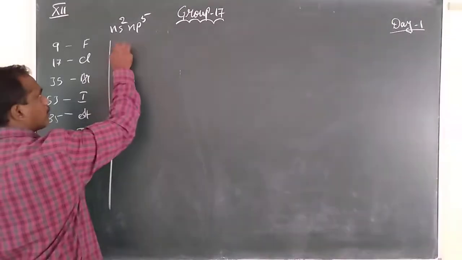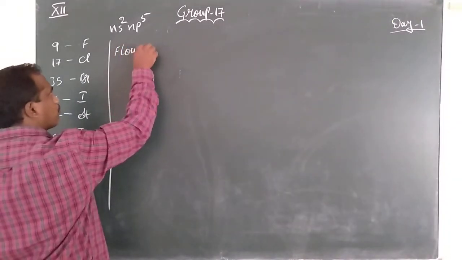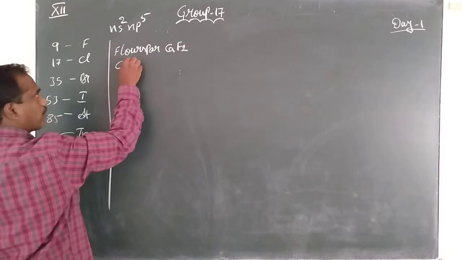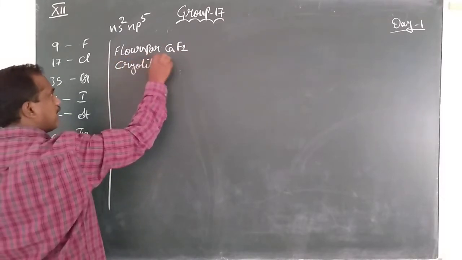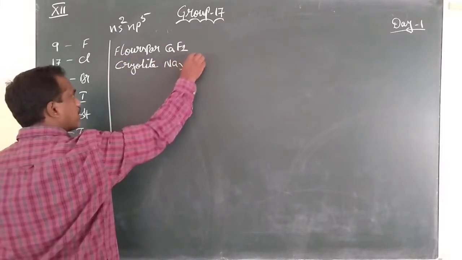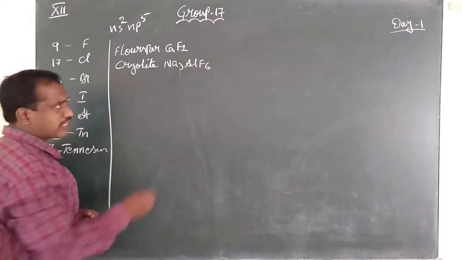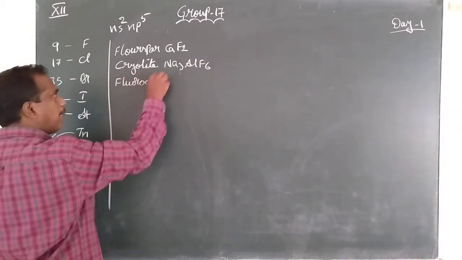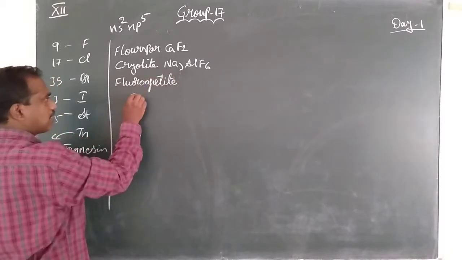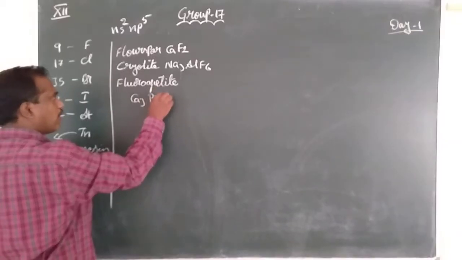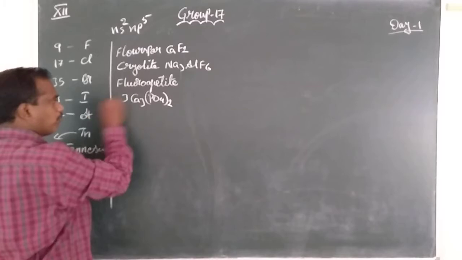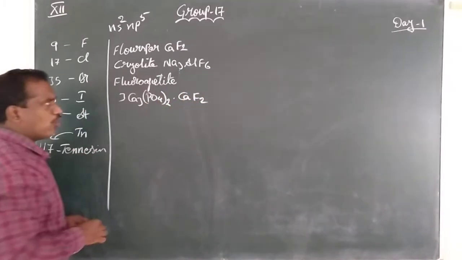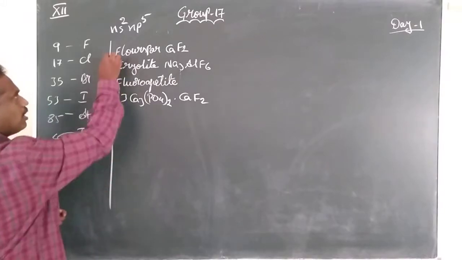You can see fluorspar, which is calcium fluoride; cryolite, Na3AlF6; and fluoroapatite. The apatite family we had already introduced in the last class. Ca3(PO4)2, here 3 moles we can take, calcium fluoroapatite, this one regarding fluoride.